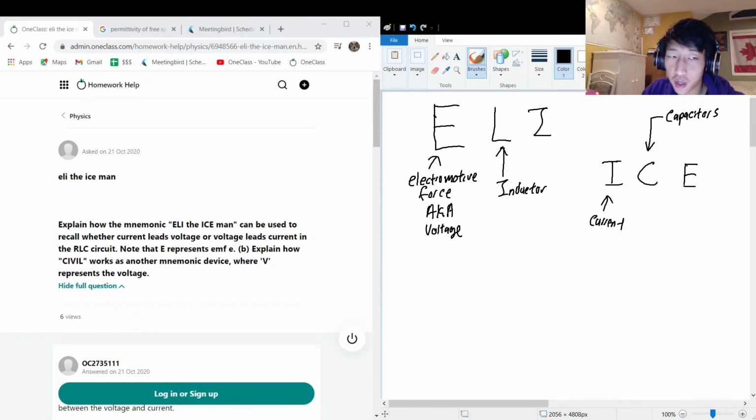Now we kind of decoded what we mean by Eli and ice, and we'll get to civil later. The reason why this is useful is in electric circuits, especially AC circuits, because that's when inductors and capacitors, which together you can refer to as storage elements, are really going to be used. Otherwise, inductors are just wires in DC, and capacitors are just disconnected from the circuit in DC.